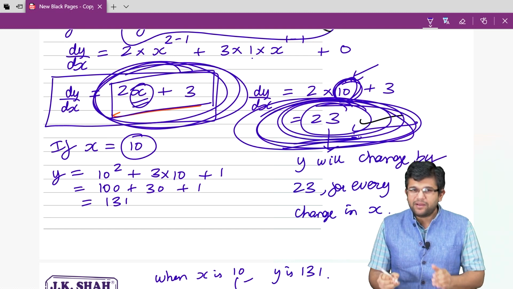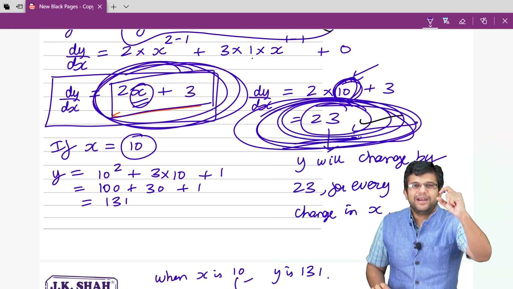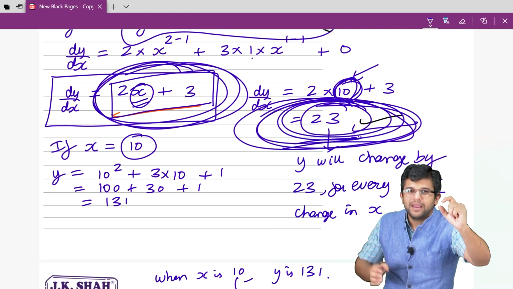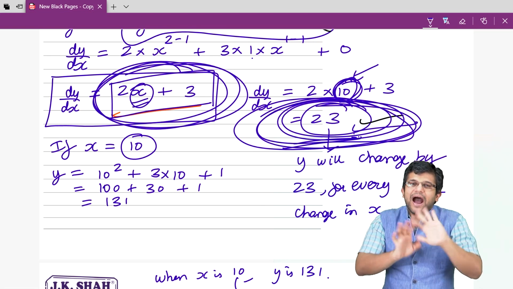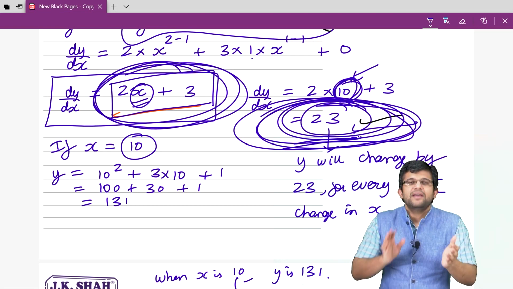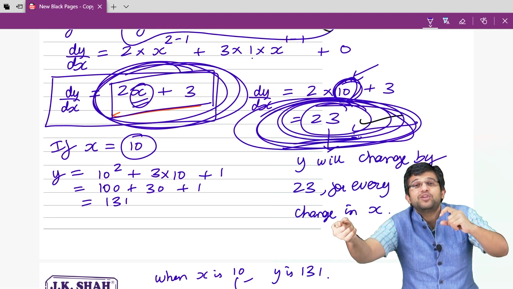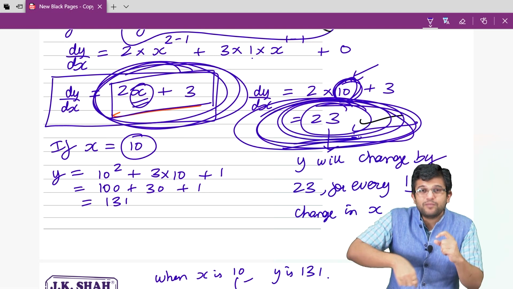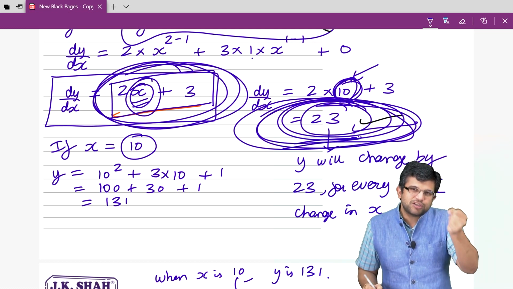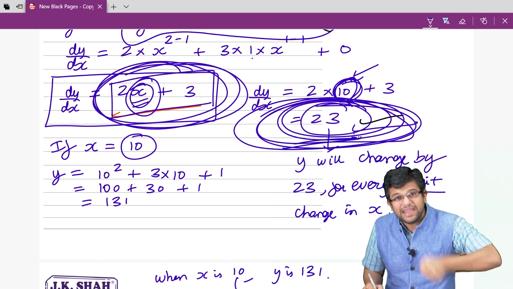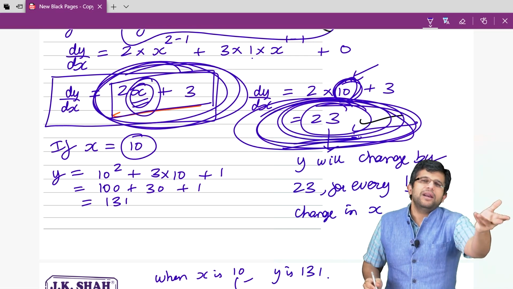So here what is happening? How is this different from the previous example? In the previous example, the change was fixed. It was a fixed constant change of 2. But here the change is also variable. The change is changing. Everybody clear? I cannot say that every time for all levels of x, y will change by 23. No, this change of 23 will also keep changing because children, in the equation of the change, there is x. Everybody clear? And because of this variable component of x in the derivative formula, the derivative keeps changing at all different levels of x.